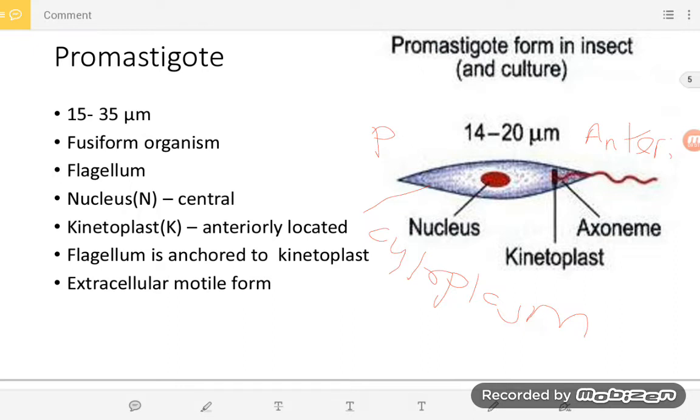When the vector bites the human, this haemoflagellate form enters the human body and is immediately converted into the haemoflagellate form. That means it is engulfed by phagocytosis, by the macrophage, taken in immediately by the macrophage, and it becomes a haemoflagellate form, right. So normally in humans we can see the haemoflagellate form in Leishmania species.